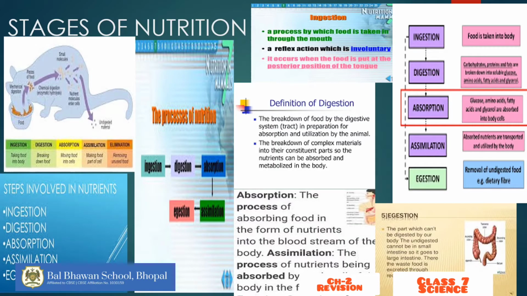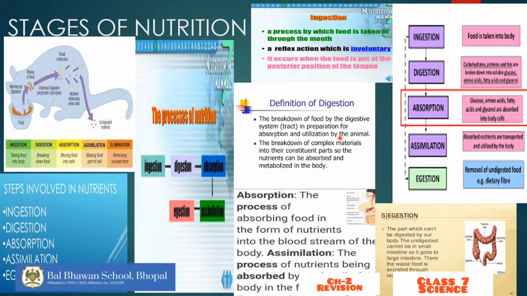Coming to the stages of nutrition. The stages of nutrition are as follows. First one, ingestion. Second is digestion. Third is absorption. Fourth is assimilation. And fifth one is egestion. Coming to ingestion, it is a process by which food is taken through the mouth. It's a reflex action which is involuntary. That means this process cannot be controlled and it is not under our wish. It occurs when the food is put in the mouth.